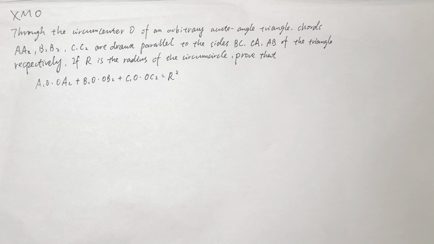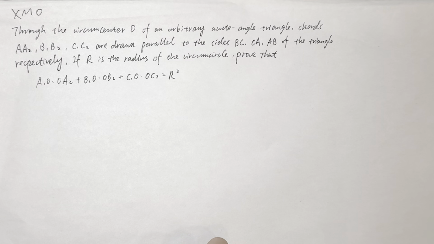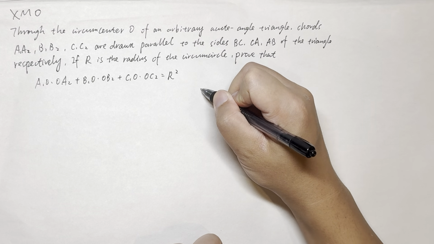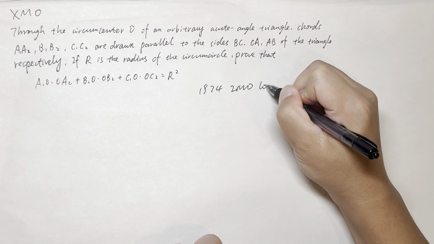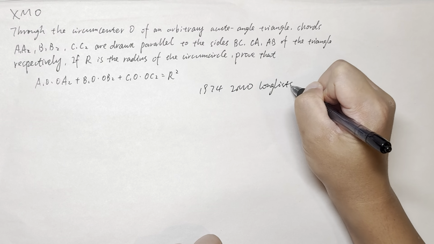Let's continue our study. Today we are going to talk about 1974 IMO longlists problem.